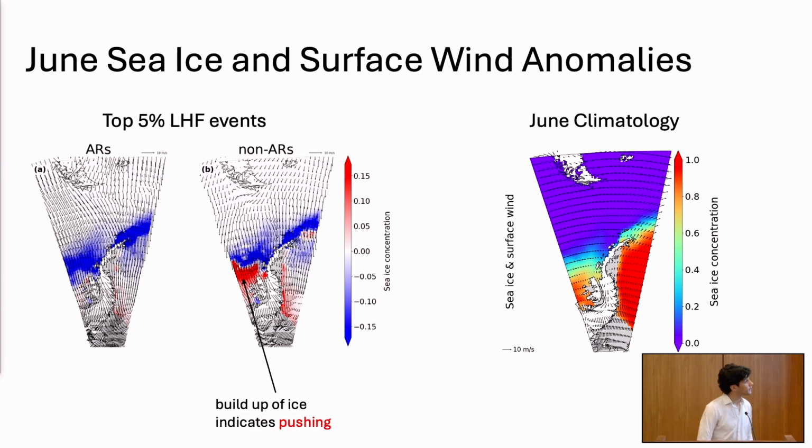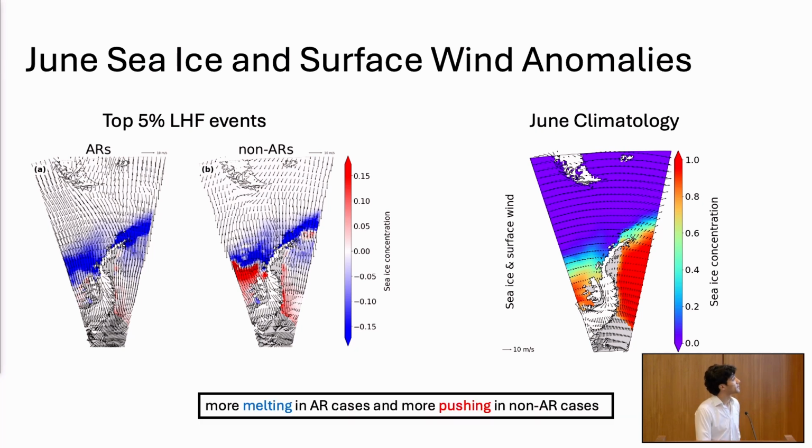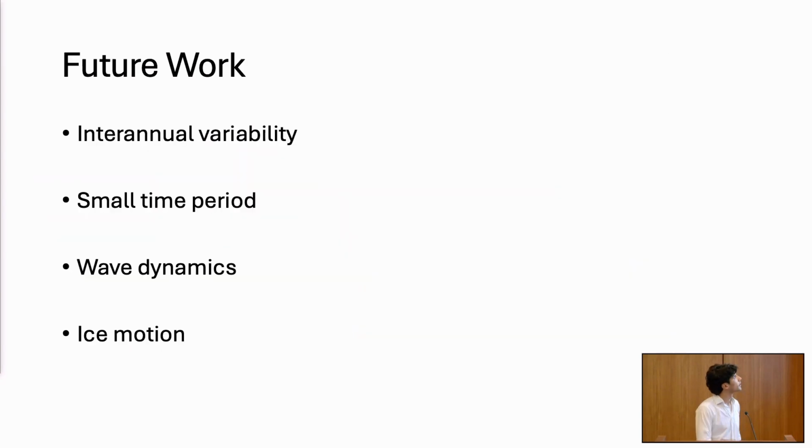However, in the non-AR cases, we see melting in the same kind of regions. However, we see an anomalously low sea ice concentration in these regions, but we see an anomalous buildup here of sea ice. So this suggests that maybe there's some sort of pushing event, so the dynamical component or the winds push the ice more as opposed to the AR events. And yeah, so there's more melting in the AR events and there's more pushing in the non-AR events.